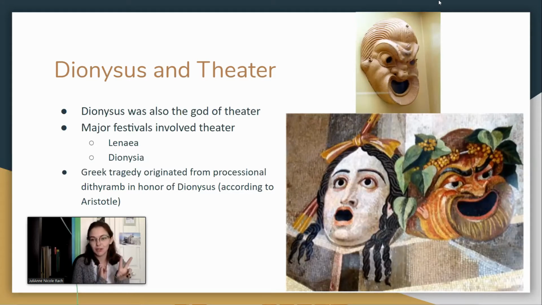So the festival at Lenaia was a little bit smaller, at least in tragedy. They would only have two tragedy authors competing. But it was still pretty similar in comedy to what happens with the Dionysia, both rural and city.